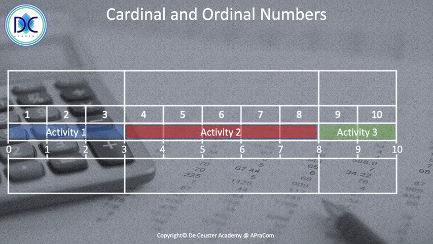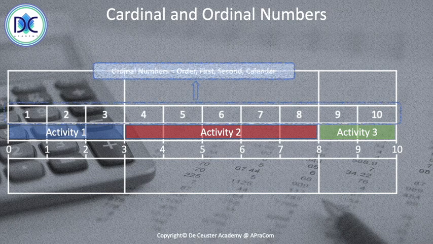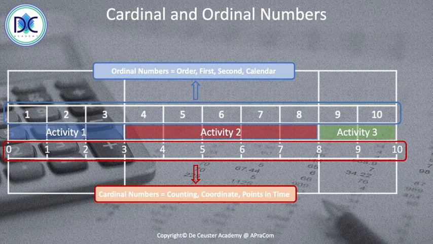And when we look at the activities, I took here 3 activities. One activity of 3 periods, one of 5 periods, and one of 2 periods. When we look at the ordinal numbers, here we look at the order, right? The first, the second, and it's like the dates in the calendar. And the cardinal numbers, we use them for counting. We have coordinates, and we have points in time. So, points in time, not pounds in time, points in time. And we can find out when we calculate from 1 or from 0.